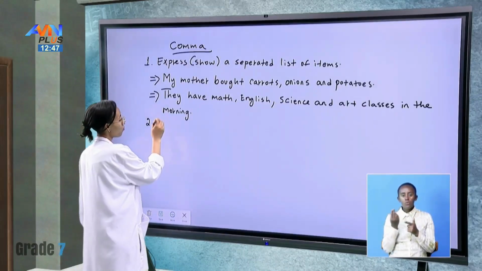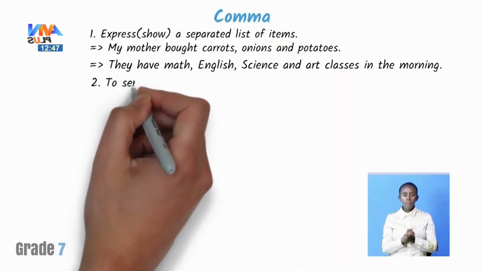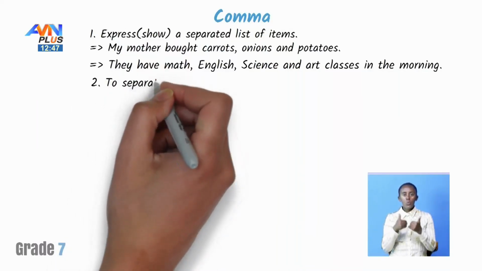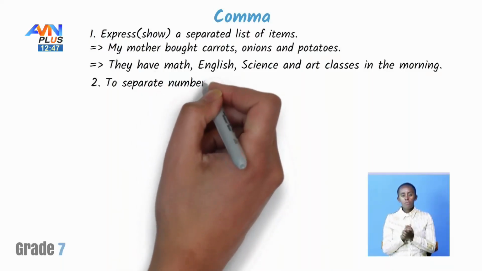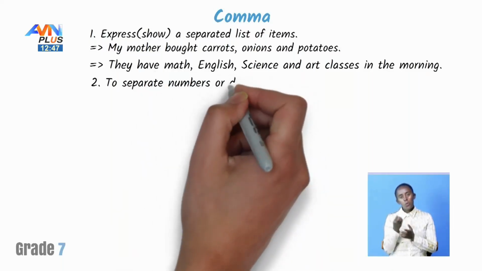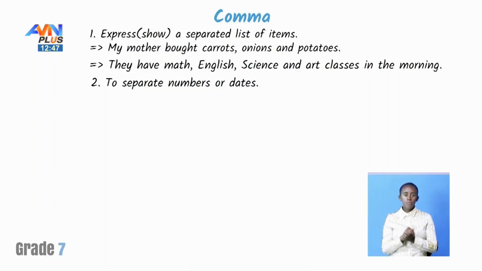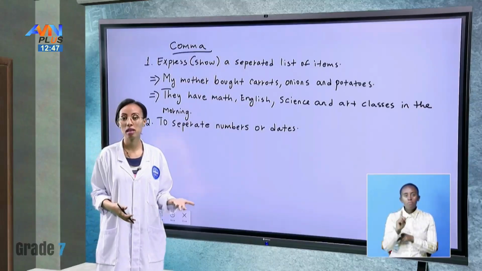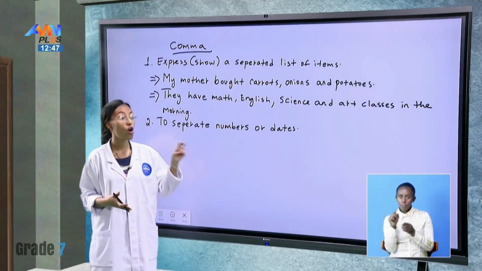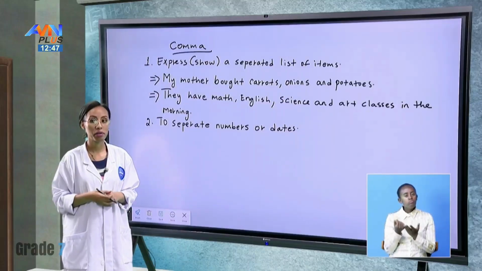The second use of comma is, for example, to separate numbers or dates. Earlier when I was talking about comma, I said a lot of people in the banks, I gave an example, they use what? Comma to separate their numbers, to see how much the number they're using is.